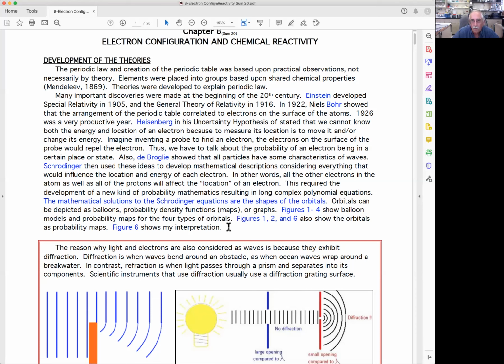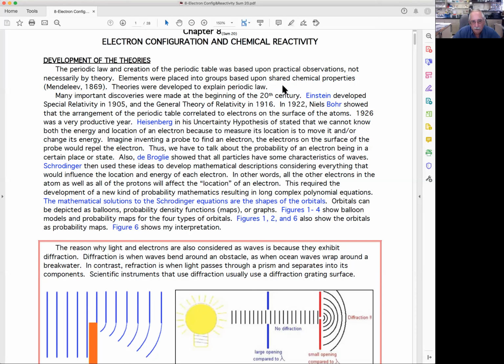So, again, periodic law and the creation of the periodic table was based upon practical observations, not necessarily on theory. So elements were placed into groups based upon their properties, right? So now you have this periodic law. We need to have theories now to understand why it works this way.